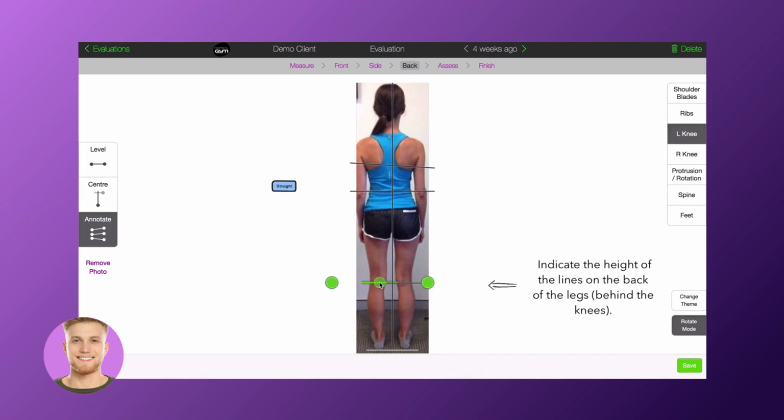We do the same on the back of the knees. We look to see if the lines on the back of the knees are at the same height, or if there is any leg length discrepancy.